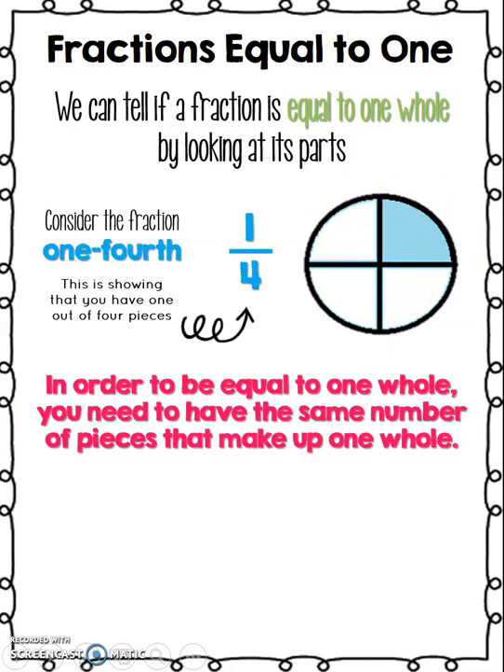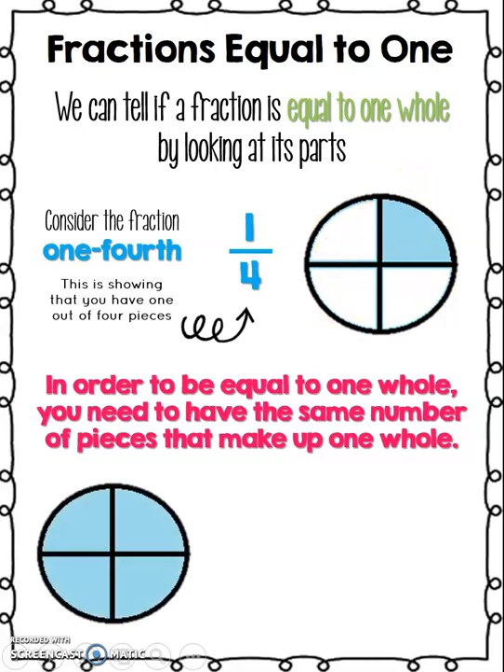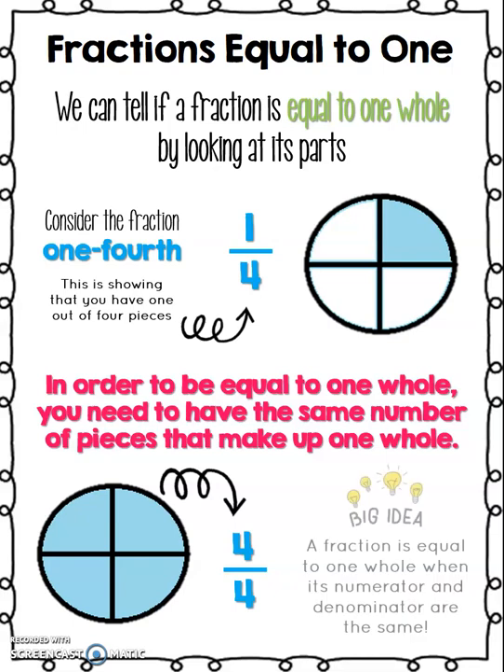In order to be equal to a whole, I need to have the same number of pieces that make it up. In other words, in order to have that entire circle filled in, I need all 4 parts of that circle filled in. That means that we could write a completely full circle as the fraction 4/4.